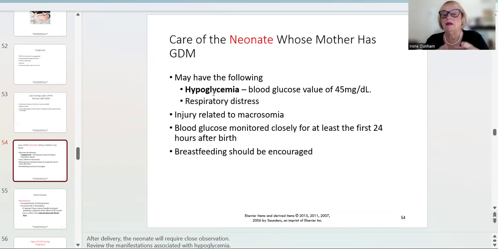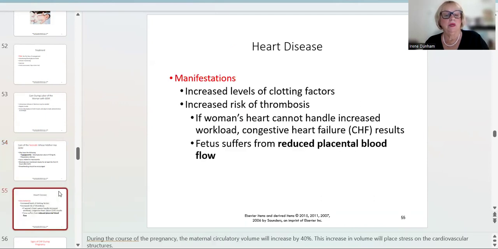And don't forget, we talked about macrosomic. I talked about shoulder dystocia. I talked about a broken clavicle. You have injuries related to macrosomia to this poor little baby being born. Okay, these babies should come out by cesarean. It's easier for them, and they'll be monitored very closely. Okay, and then breastfeeding should be encouraged. Absolutely. All right, now let's go into heart disease real quick.